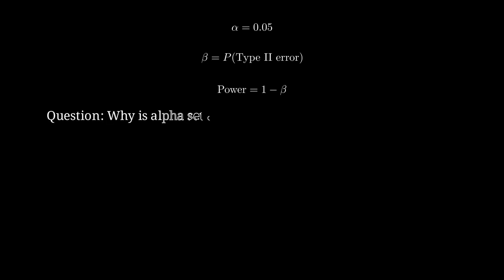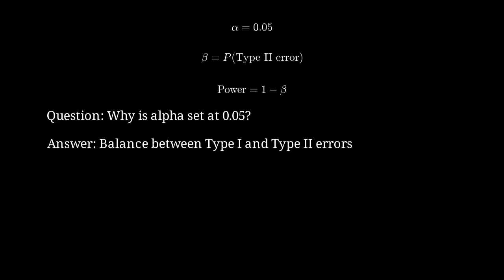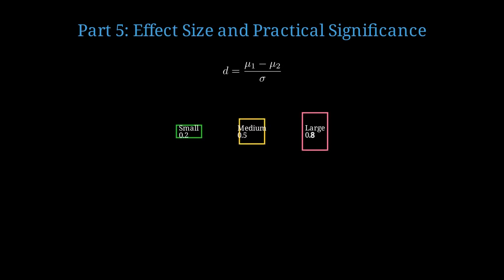You might wonder, why is alpha conventionally set at 0.05? It represents a reasonable balance between avoiding false positives and maintaining sensitivity to detect real effects. Statistical significance isn't everything. Effect size matters too. Cohen's d measures effect size as the difference between means divided by standard deviation. Effect sizes are classified as small at 0.2, medium at 0.5, and large at 0.8.